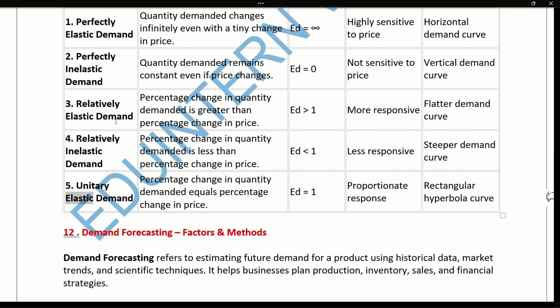5. Unitary elastic demand. Percentage change in quantity demanded equals percentage change in price. ED is equal to 1. Proportionate response. Rectangular hyperbola curve.